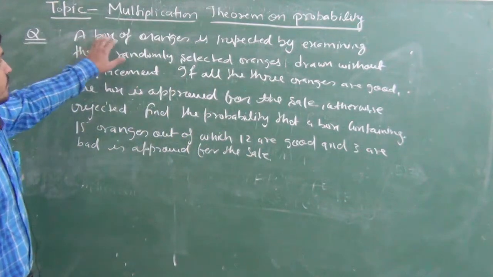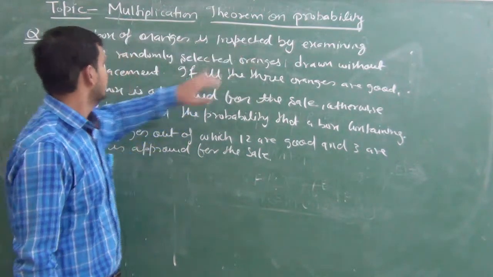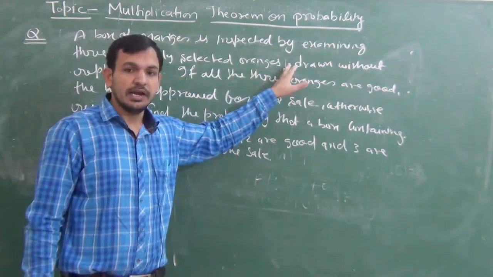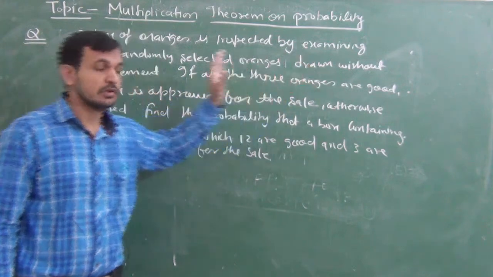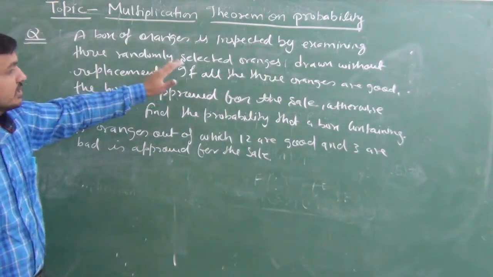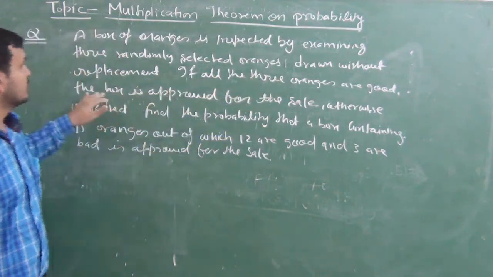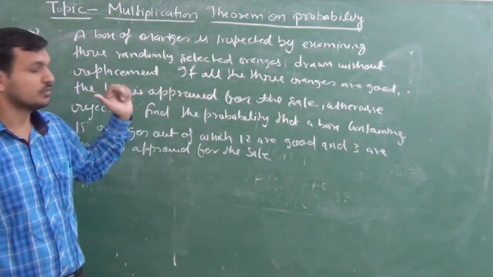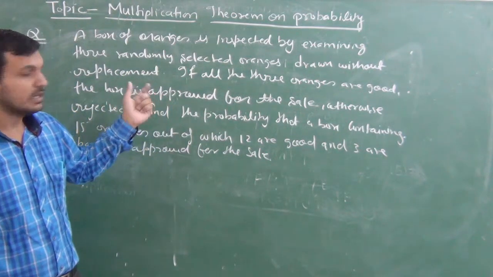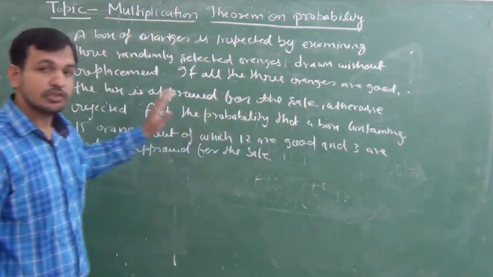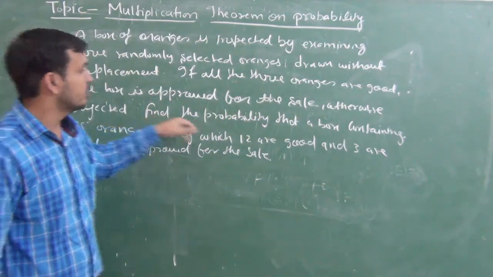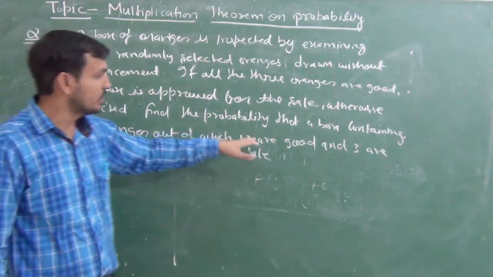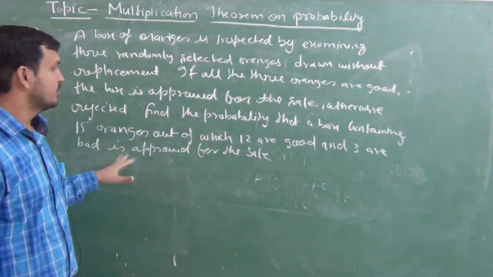There is a box of oranges which is to be inspected by examining 3 randomly selected oranges, and the oranges are drawn without replacement. And if all the 3 oranges are found to be good, the box will be approved for the sale. And if any one of those 3 oranges which have been taken out is found to be bad, then the box will be rejected. Now we have to find the probability that a box containing 15 oranges out of which 12 are good and 3 are bad is approved for the sale.